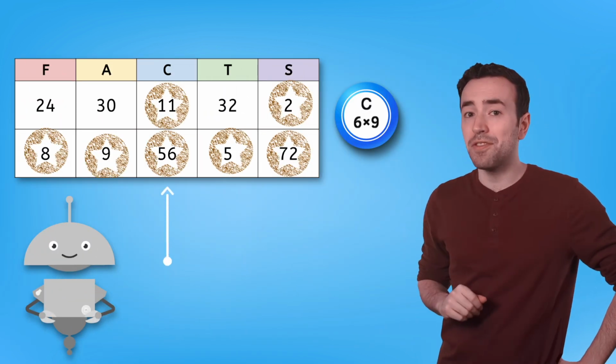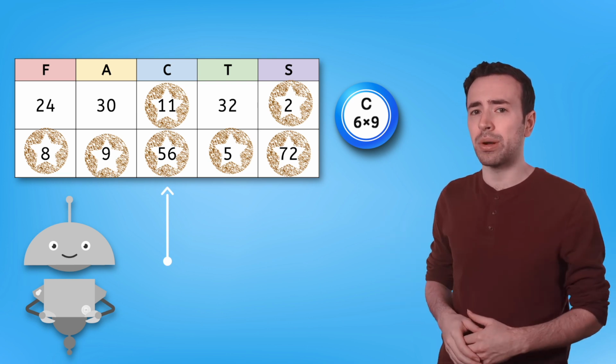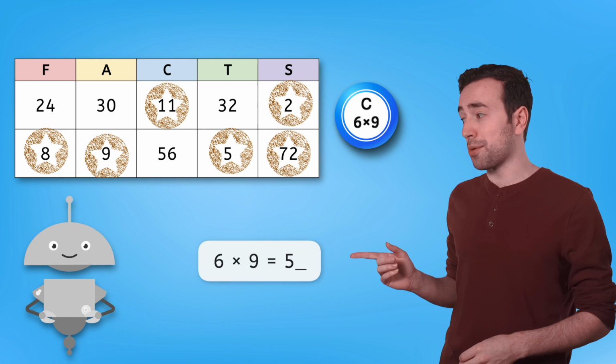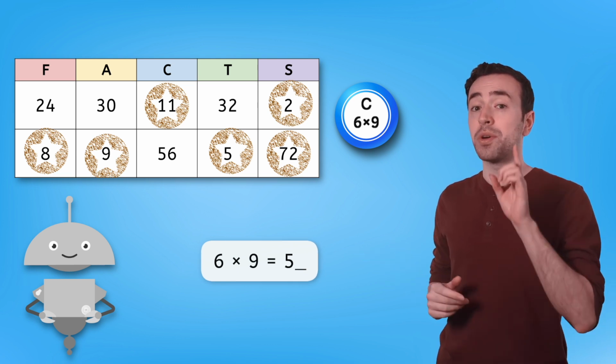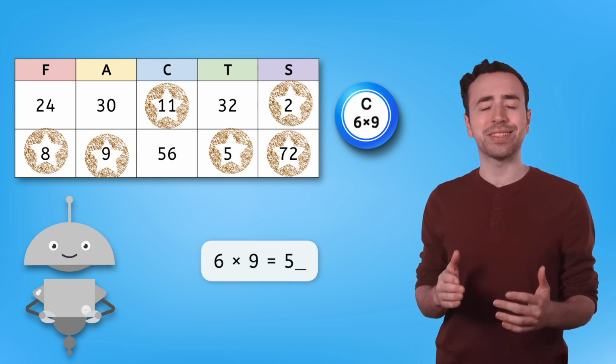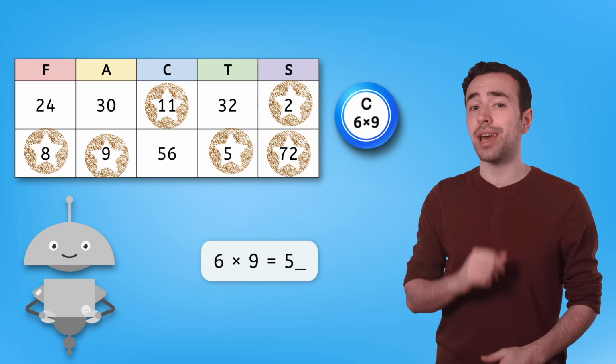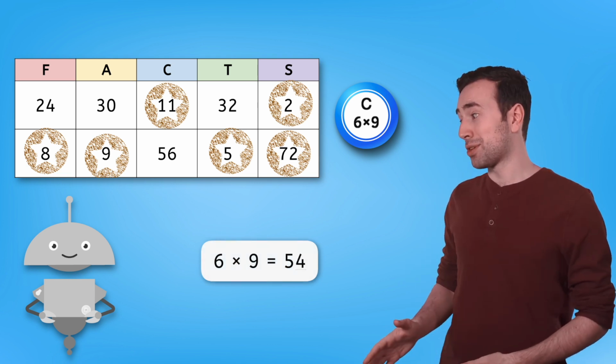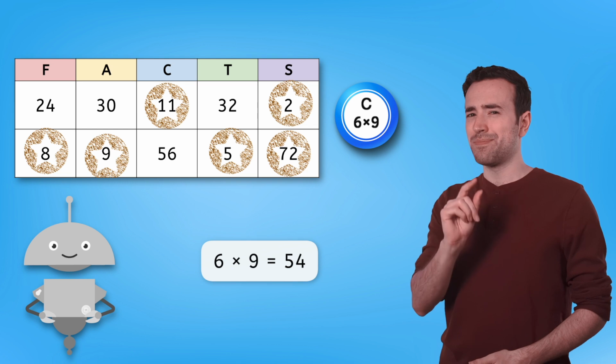Oh, it looks like Evan marked 56 on his game board, but 6 times 9 doesn't equal 56. It does start with a 5, though. Remember, with 9s, the product's digits add up to 9, so that should actually be 54. Sorry, Evan, that was close. Almost a win, but not quite.